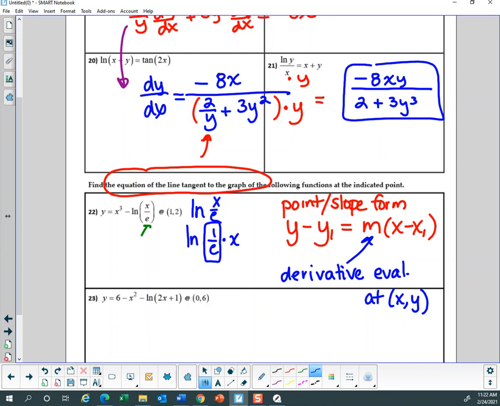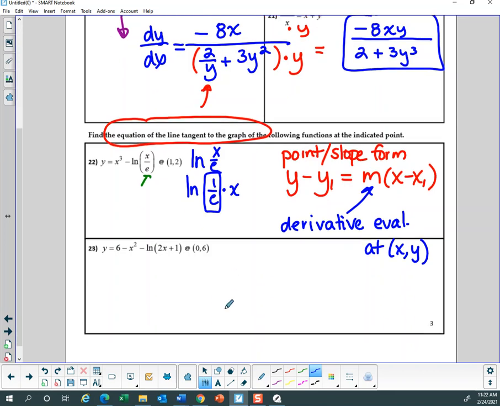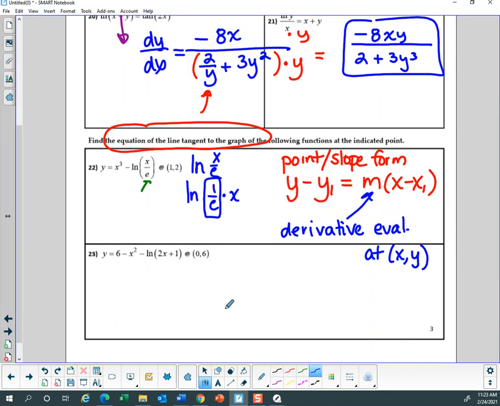We're almost at the 12-minute mark, so I'm going to leave these for you to try. You should be able to do a tangent line problem now, okay? Find the derivative, evaluate the derivative at the point, that gets your slope, write it in point slope form, and you get your tangent line. Okay, have fun with the natural logs.